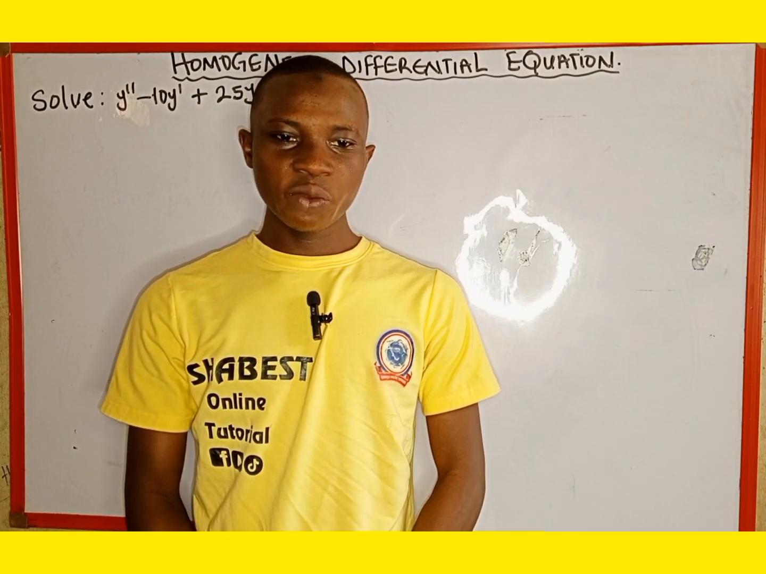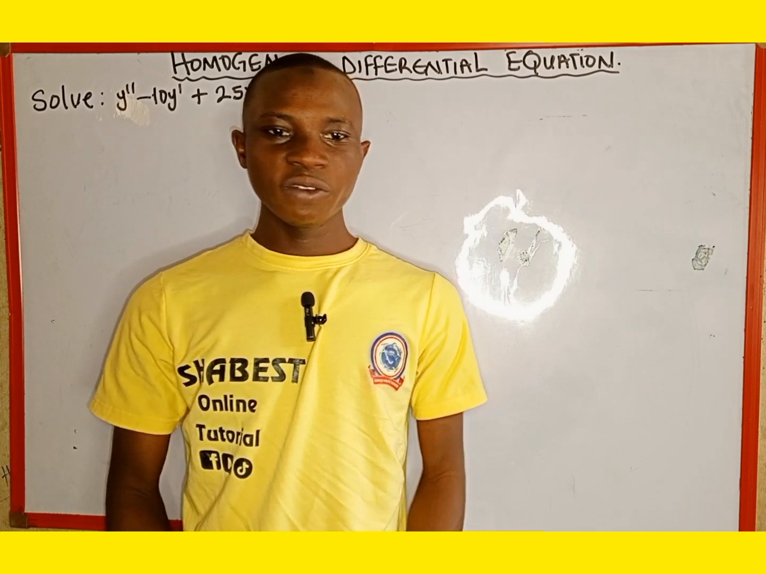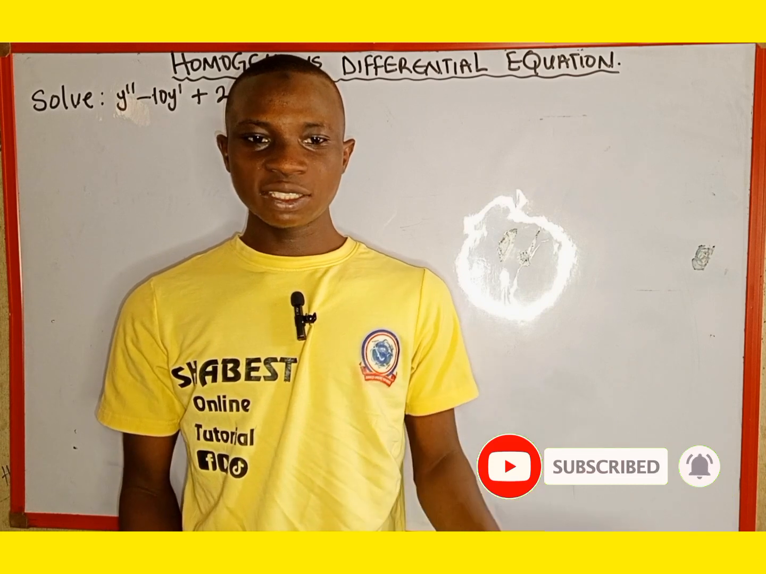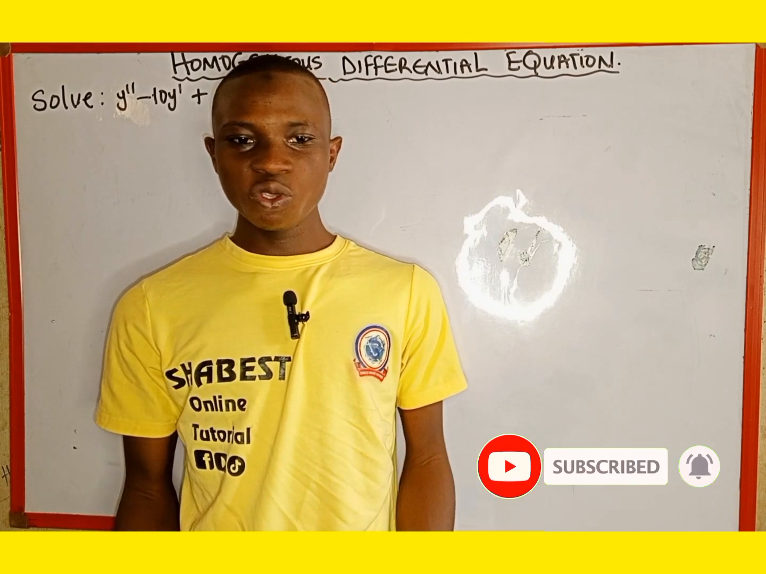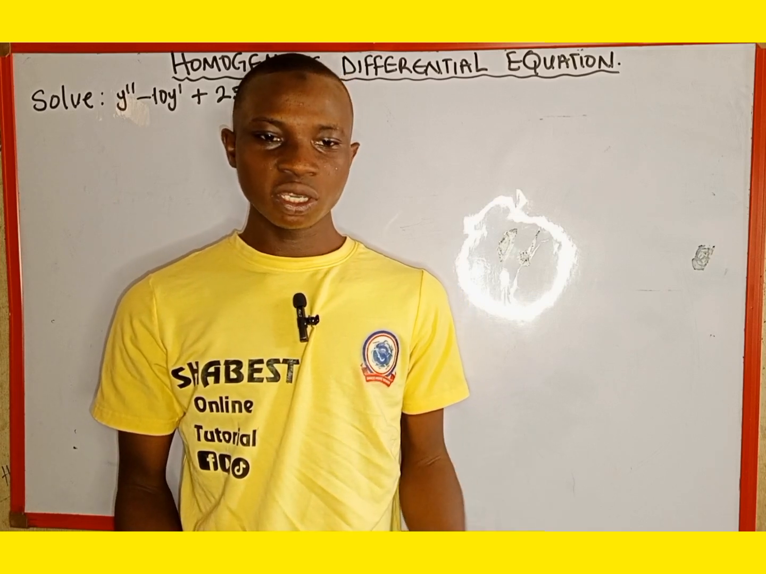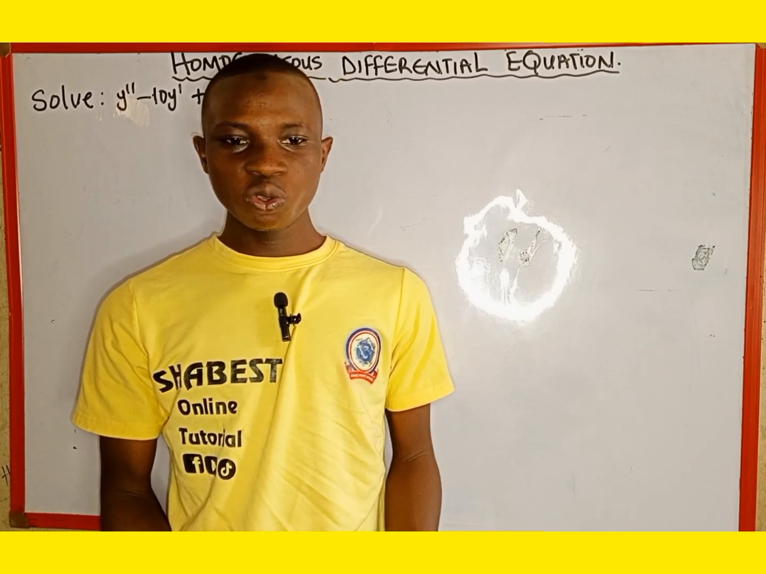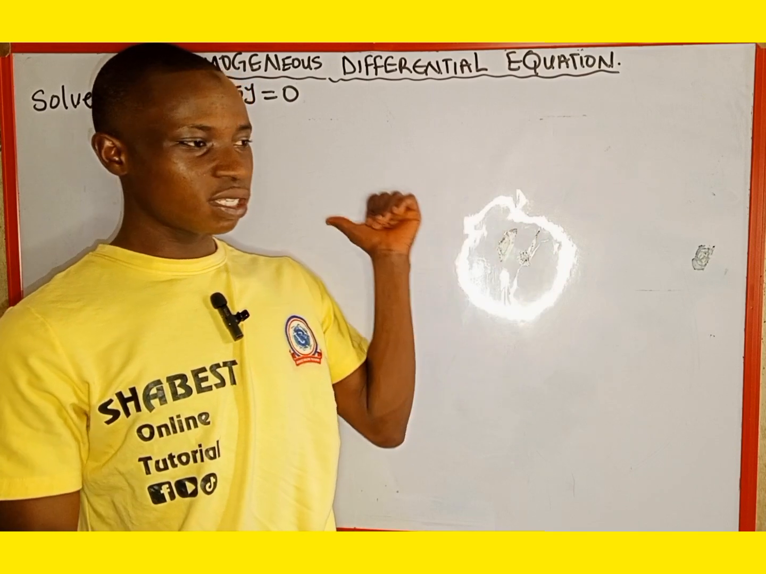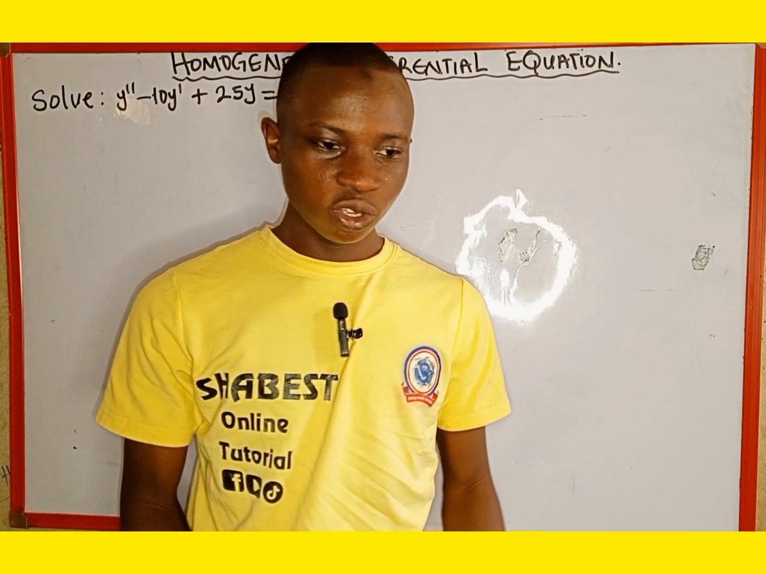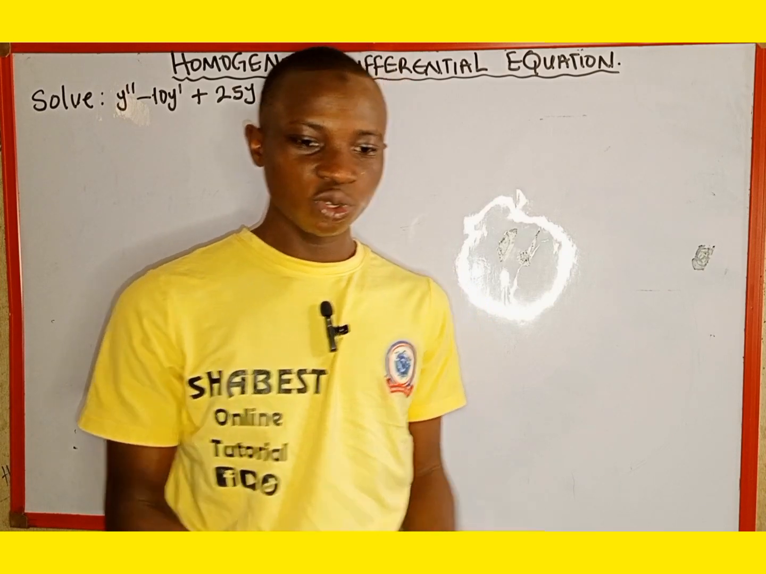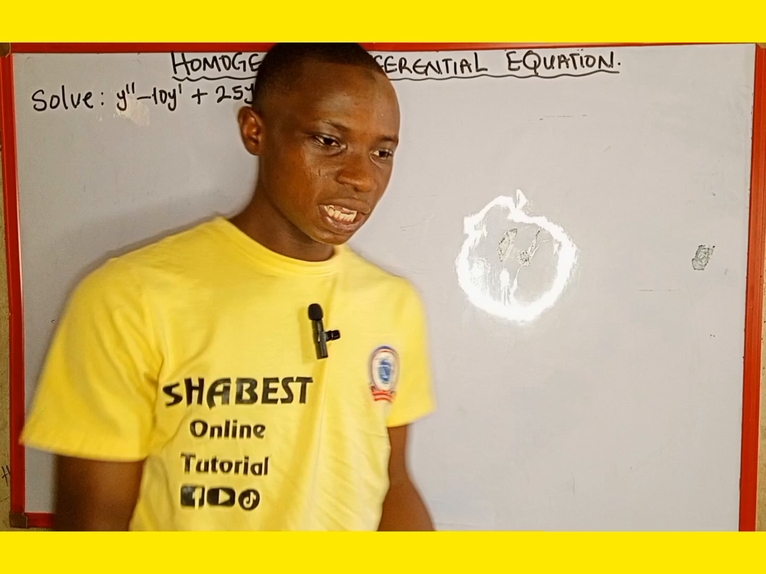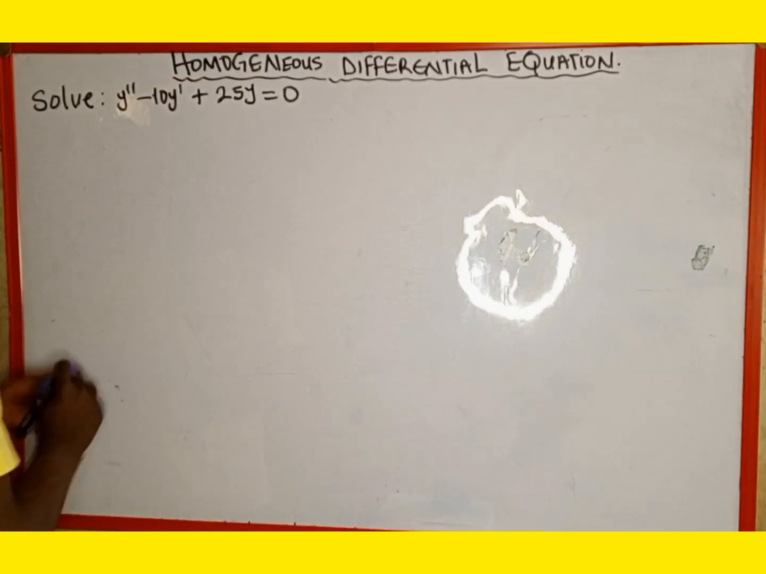In our last tutorial, we learned how to solve a homogeneous differential equation when the roots are distinct, and I showed you how to write the general solution when the roots are distinct. So in today's tutorial, I'll show you how to solve another interesting homogeneous differential equation. Let us see whether the roots are going to be distinct roots, equal roots, or complex roots. So let's get started. Solution.